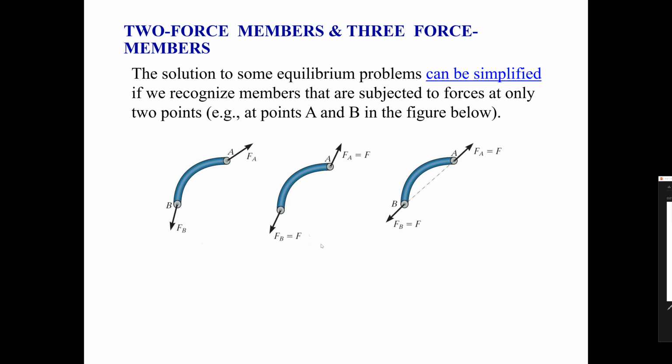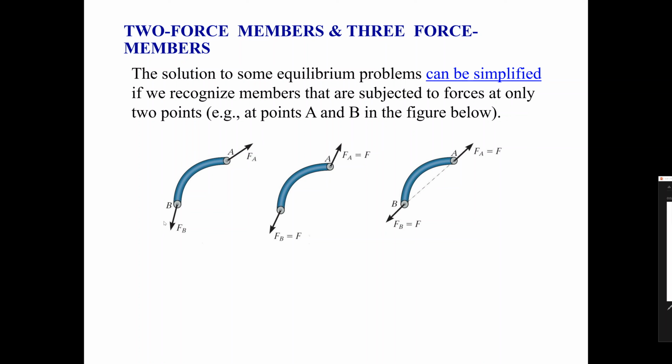One of the things we should recognize when we take a look at a structure is that we can often simplify the analysis of a particular system by considering certain types of members. If an object or a part of a system has just two forces acting on it, we can make a simplification. Now here are three possibilities.